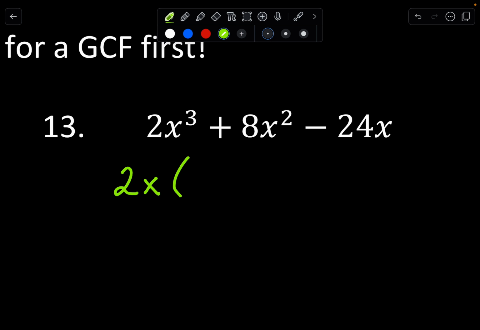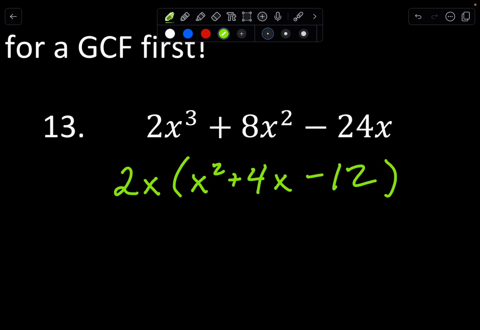Okay, when I take a 2x out of the first one, the only thing I'll have left is an x squared, right? 2x times x squared would give me 2x to the 3rd power. Okay, when I take a 2 out of 8, that'll give me a plus 4. And then I take an x out of x squared, that'll give me x. So 2x times 4x would give me 8x squared. And then finally, we take a 2 out of a negative 24x, and we get a negative 12. And then I take an x out of the 24x, and that'll leave me with just the 12 there.